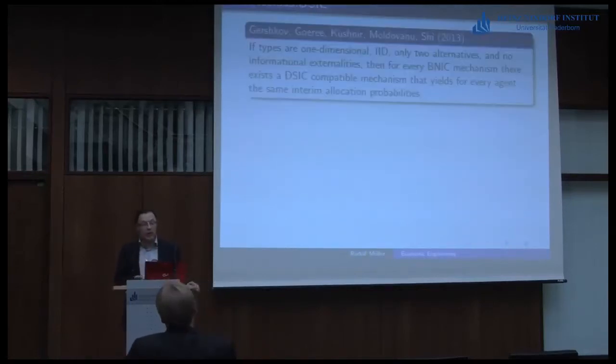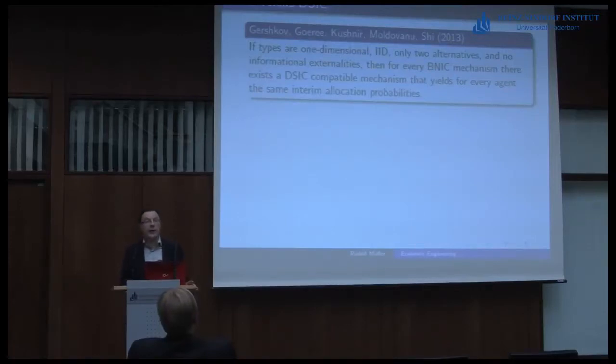Now what happens in our setting? Well, there's one very nice paper recently on these one-dimensional mechanism design problems by five authors, Gershkov, Goeree, Kushnir, Moldovanu, and Shi, in Econometrica 2013. They could show that in a very large class of settings, the best Bayesian-Nash incentive compatible mechanism or the best dominant strategy incentive compatible mechanism is always as good as the Bayes-Nash one. You don't gain by relaxing the constraints. Very nice, very deep paper using some mathematical theory from convex optimization.